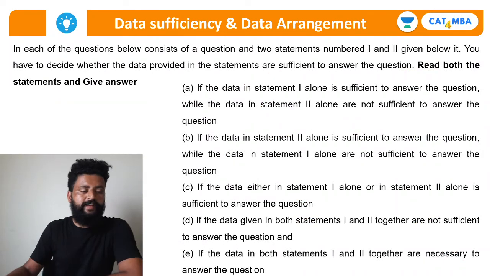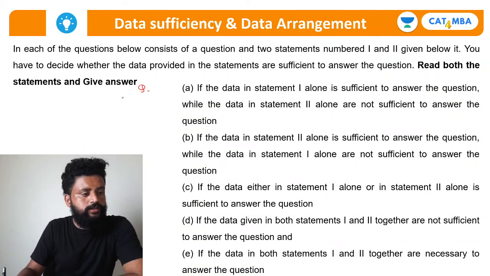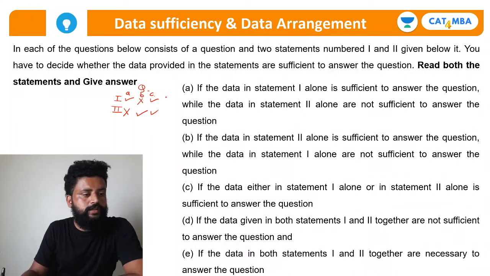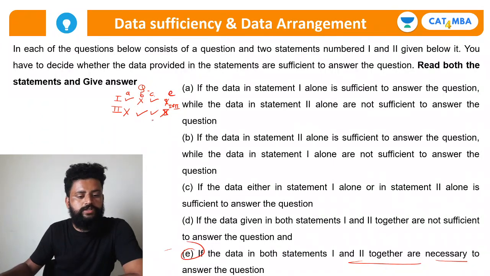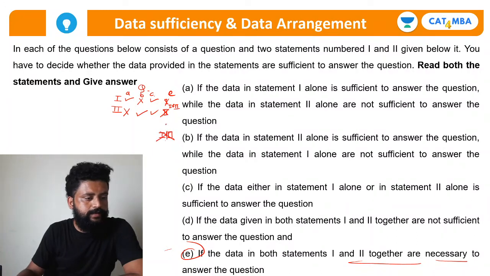Right, so we can move to the data sufficiency now. Again, we are given a question and two statements. If statement 1 is sufficient and 2 is not, you answer A. If 1 is not and 2 is sufficient, you answer B. If 1 and 2 are each alone sufficient, you answer C. If 1 and 2 are not sufficient alone, then we combine 1 and 2, and if these two together are sufficient and both are necessary, we'll answer D. And even if we combine 1 and 2 and they are not sufficient to answer, then we'll answer E. Remember this part.